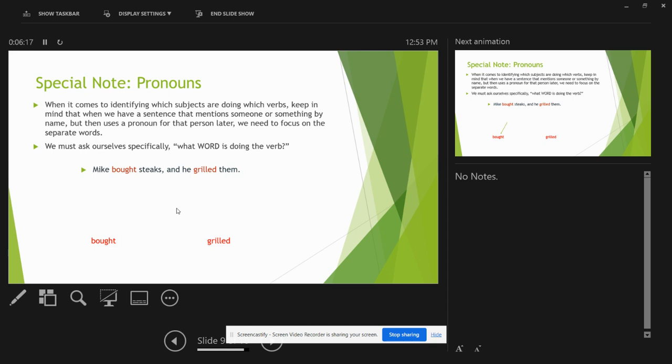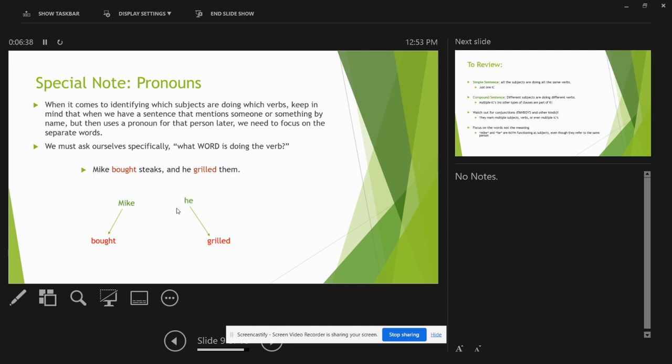Now, if I ask, okay, who did this? Who bought? Who grilled? You could say, well, it's Mike in both cases. In terms of the meaning of the sentence, yes, that's true. But with grammar, what I'm looking for is what word acted on bought? What word acted on grilled? And the answer is this: the word Mike is the thing that acted on bought. The word he is what acted on grilled.